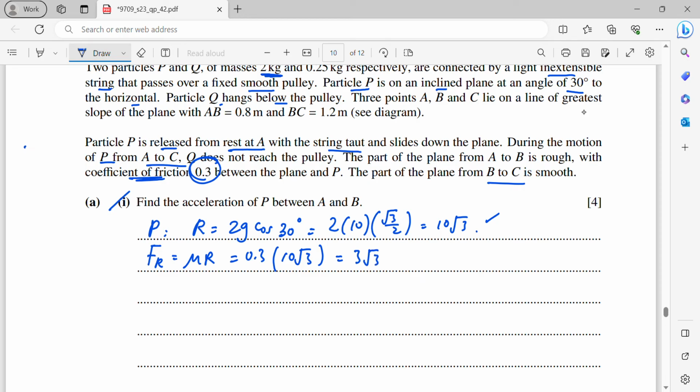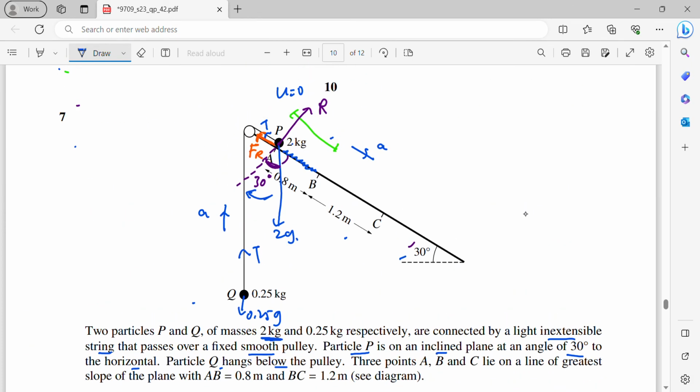Okay, now to solve this question, acceleration, I'm going to use Newton's second law, which is F equals ma, and consider the particle P first. So the particle P is moving down. So when I'm moving down, I will have to resolve this 2G because it's moving down. It is the same direction as the A now. Okay, so I have to resolve this 2G along the plane.